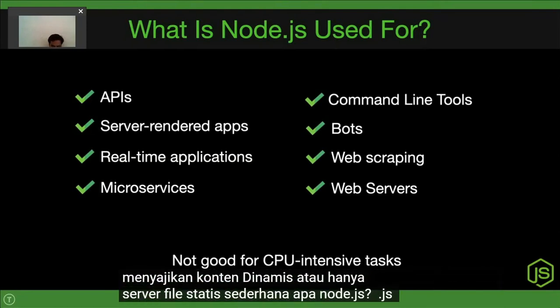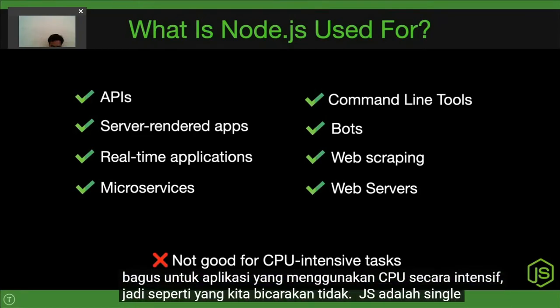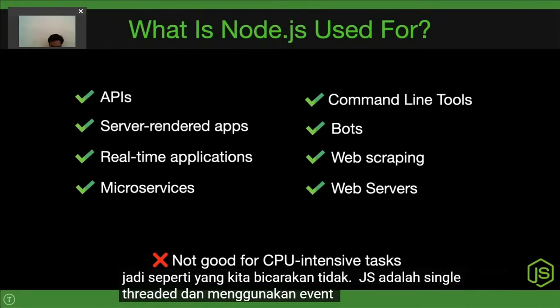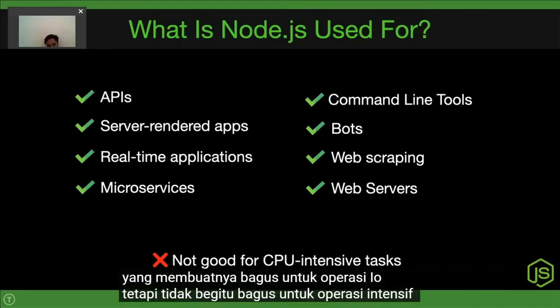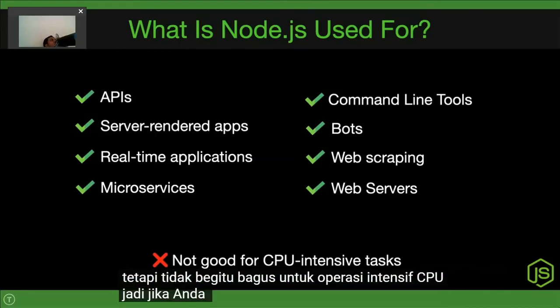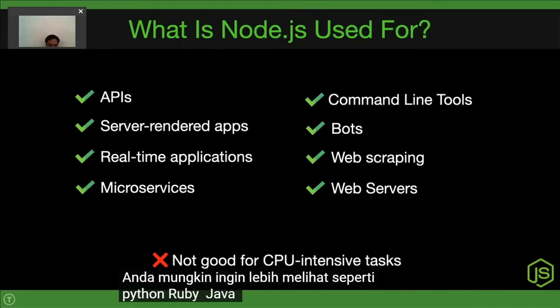What Node.js is not great for is CPU-intensive applications. As we talked about, Node.js is single-threaded and uses an event loop, which makes it great for I/O operations, but not so great for CPU-intensive operations. So if you're doing a lot of heavy computation and things like that, you probably want to look more into Python, Ruby, Java, and other server-side languages.